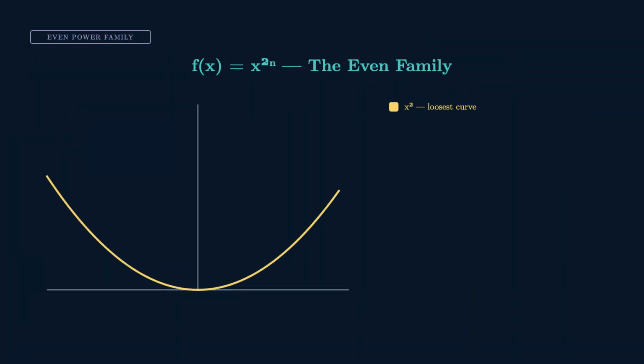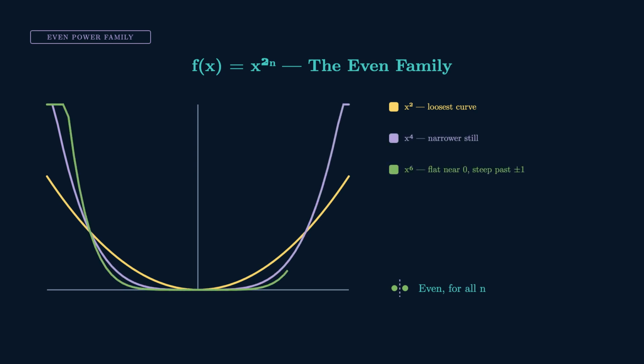x squared was never a one-off. Every even power, x to the fourth, x to the sixth, and on forever, draws the same basic u. Just tighter or looser. Domain still all of R, range is still 0 to infinity, and every one of them passes the even test, for every n.